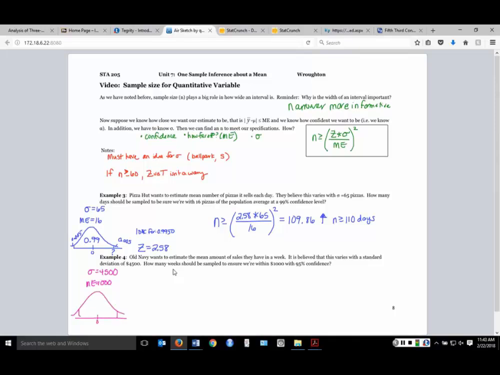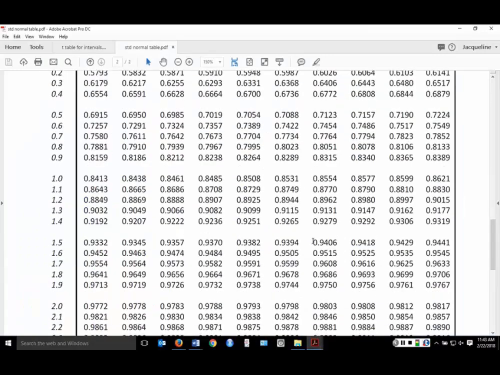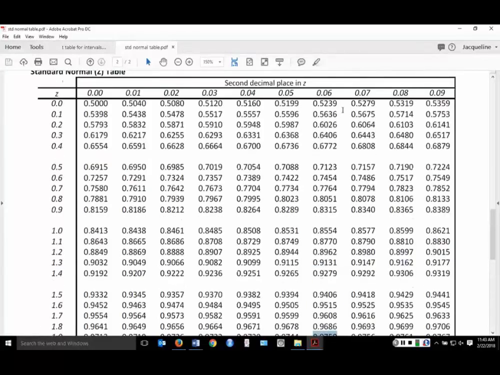Going through the same picture here, 95% in the middle, 5% left over, split into two is 2.5% on either side. We go to the table looking for everything to the left, which is that 0.95 plus the 0.025, so this one I'm looking for 0.975. And this one I do actually find perfectly. So my z is 1.96 for this one.